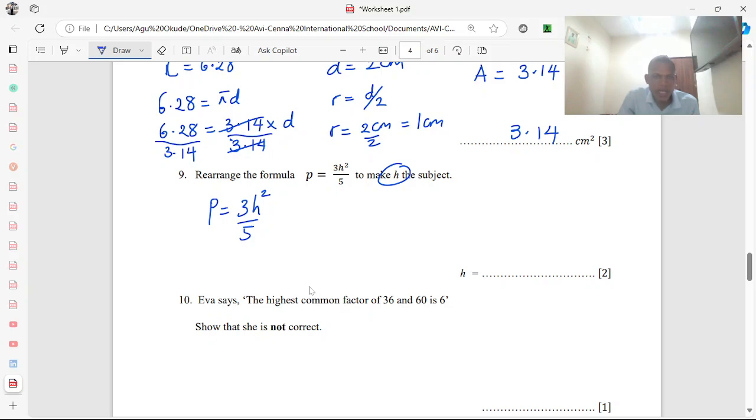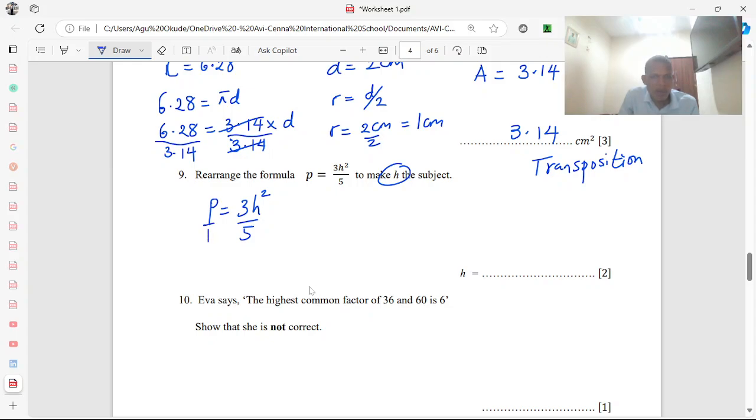So this is called change of subject of a formula, or we call it transposition. Now you can see that this P is the subject now. So we are trying to make h the subject. So I can write P over 1.